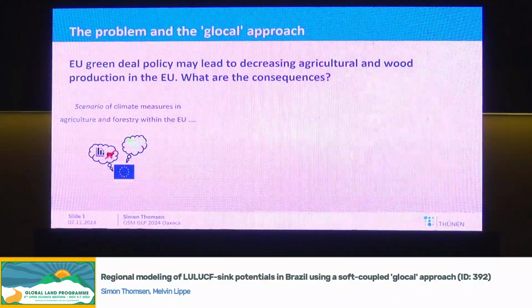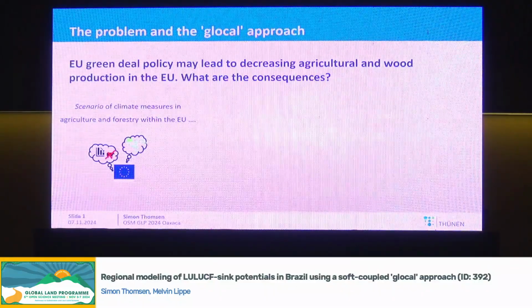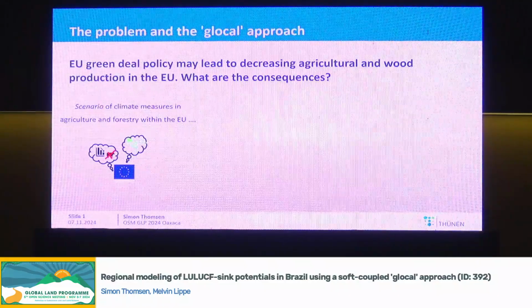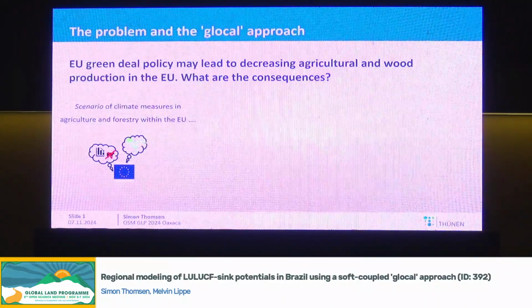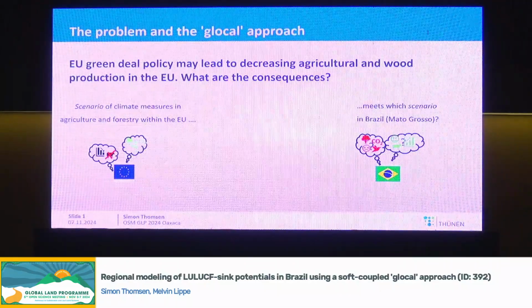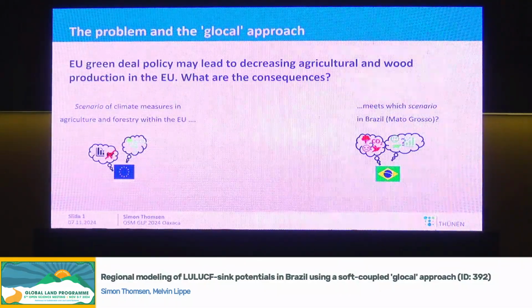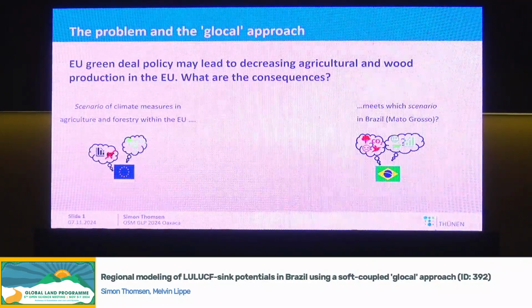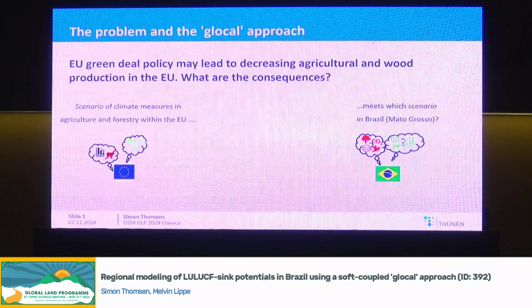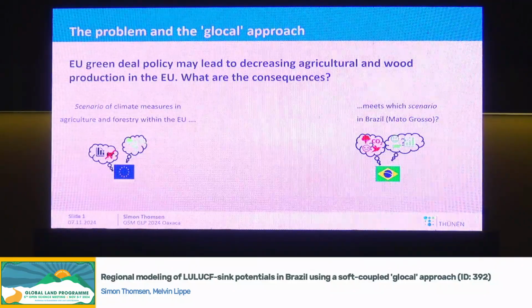In our research group, we are developing scenarios on the EU level. How could this EU Green Deal be implemented on the EU level? In our project we're looking at two countries, Brazil and Indonesia, but this is mostly about Brazil. Which scenario would we meet in Brazil? If we have production leakage from the EU to Brazil, which scenario would this meet within Brazil? And do they like it or do they not like it?